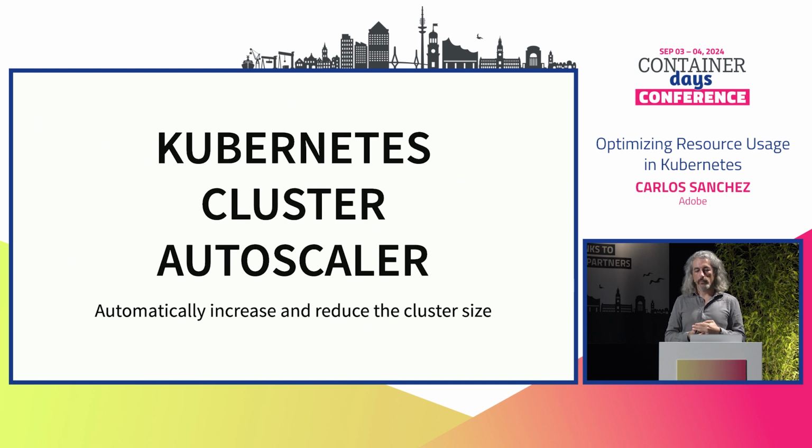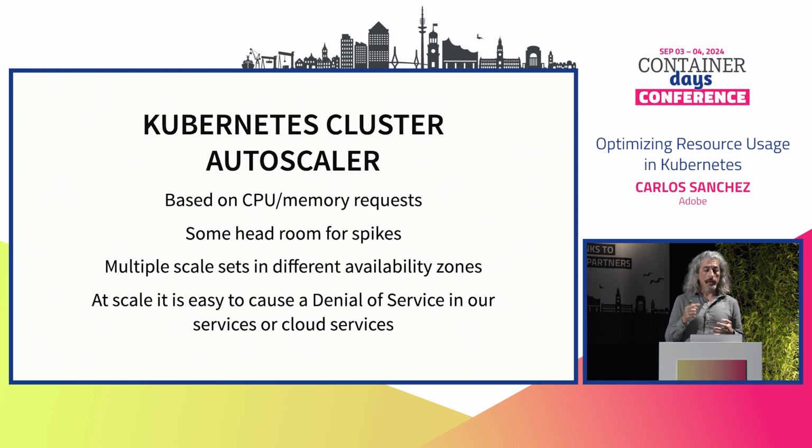On the scaling part, we are using a bunch of things together in order to, at the end of the day, save resources and save money. Because when you want to do cool things, the best way to get them approved is to say, we're going to save money, right? We use the cluster autoscaler, increasing the cluster size based on how many resources you need to run at any point in time. We use it based on CPU and memory requests, the typical thing. We also leave some headroom for spikes, so you don't have to get new VMs every time you have spikes. And we use multiple scale sets in different availability zones to have multi-AZ redundancy.